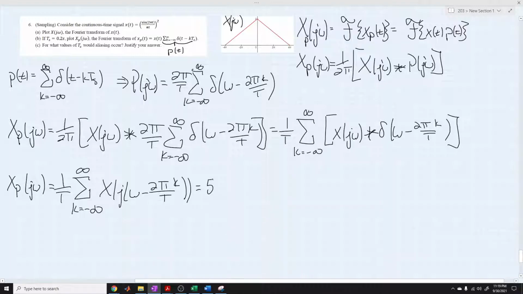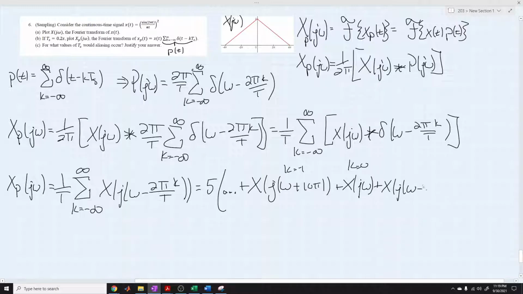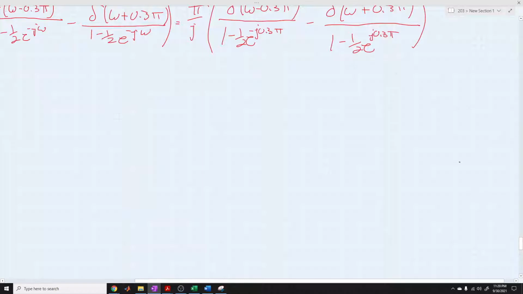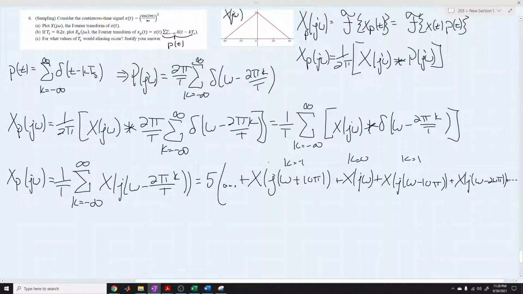We could write out a couple terms here, dot, dot, dot. Plus X of j omega minus, or plus, because this is for k equals -1, it would be 10 pi, plus X of j omega, this is k equals 0, plus X of j omega minus 10 pi, this is k equals 1, plus X of j omega minus 20 pi, and plus dot dot dot, and this is k equals 2.